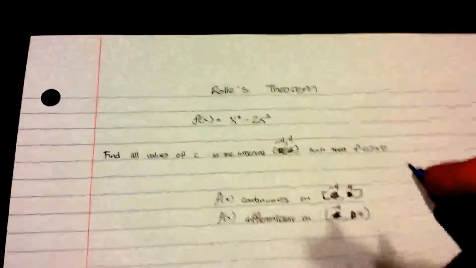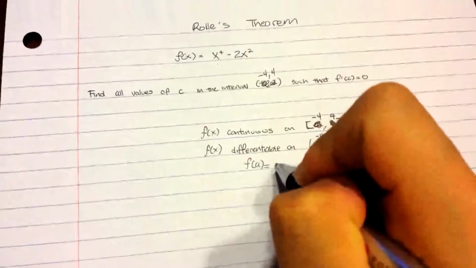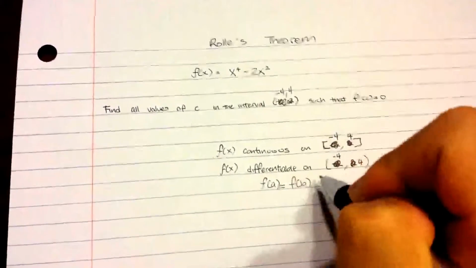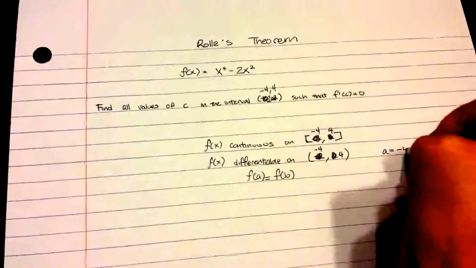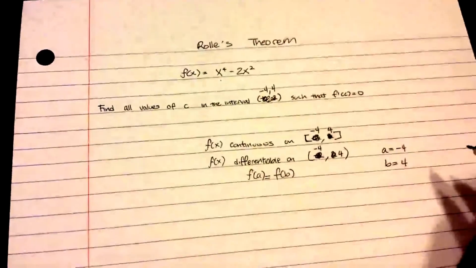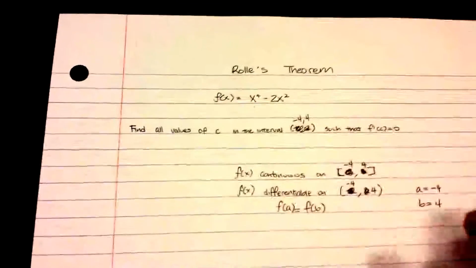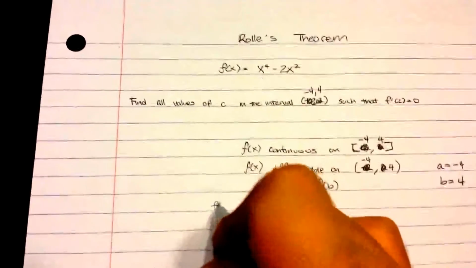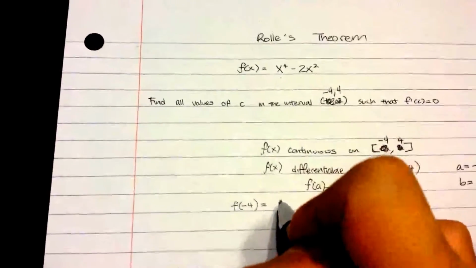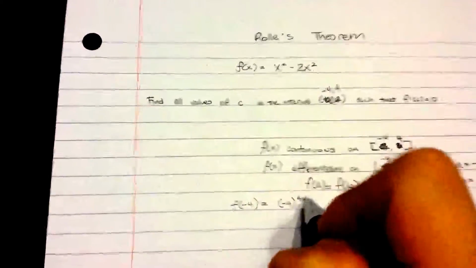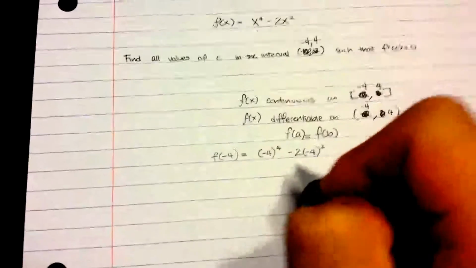Now, the third condition that must be met is that f of a must be equal to f of b, and a in this case would be -4, and b is equal to 4. To see whether they're equal, we just have to plug into the equation. So f of -4 is equal to (-4) to the fourth minus 2 times (-4) squared.